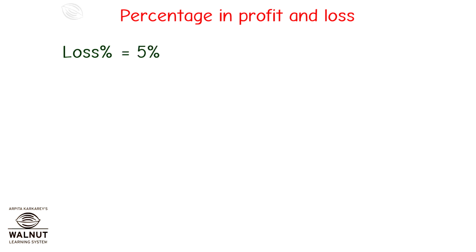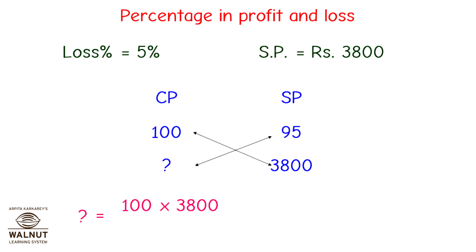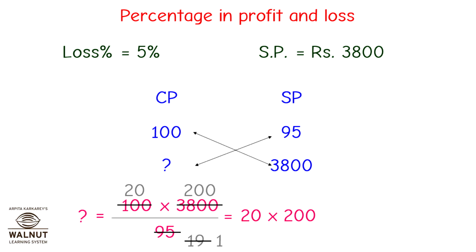The percentage of loss is 5 and the selling price is rupees 3,800. Loss percentage is 5, that means for rupees 100 CP, loss is rupees 5. So we can say that for rupees 100 CP, the selling price is rupees 95. And we have to find for what cost price the selling price is rupees 3,800. Doing cross multiplication, we get question mark is equal to 100 into 3,800 divided by 95. After simplifying this, we get 20 into 200, that is equal to rupees 4,000, and that is the cost price.